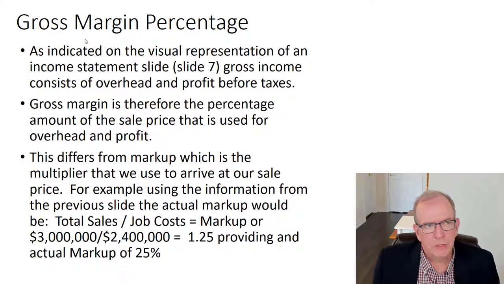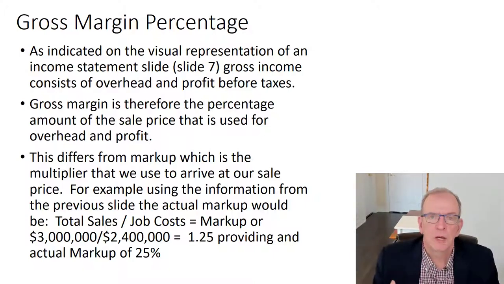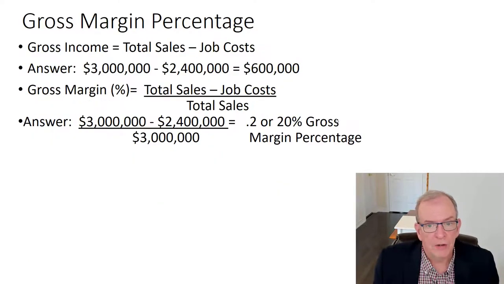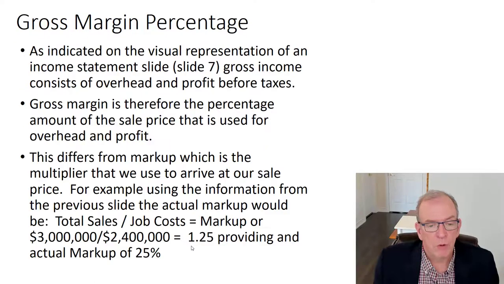The other thing I find with gross margin percentage is people get it mixed up with markup. They think it's the same thing. And it's not. It's the percentage of the overall sales, whereas markup is the multiplier I need to multiply my job costs by. If we were to take that same example that we just did, where you calculated out 20%, and we wanted to figure out what's the markup, well, it's a different formula. It's total sales divided by job costs, and that's going to give us 1.25.